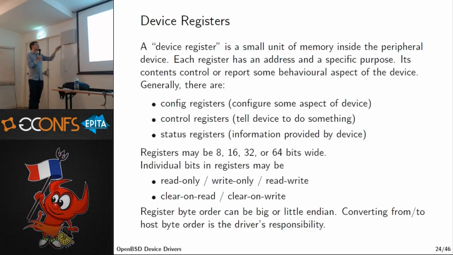These are usually between 8 and 64 bits. They can be read-only, write-only, read-write, and sometimes they clear themselves if you read or write them. They can also be big and little endian, so be careful. You have to keep converting between the host byte order and the device byte order. A good idea to catch bugs here is to put your device into a SPARC machine and see if it still works.